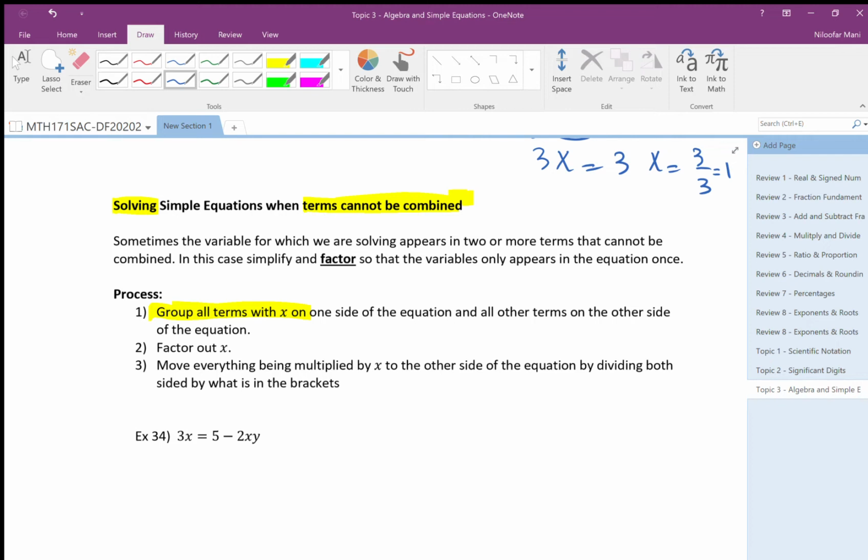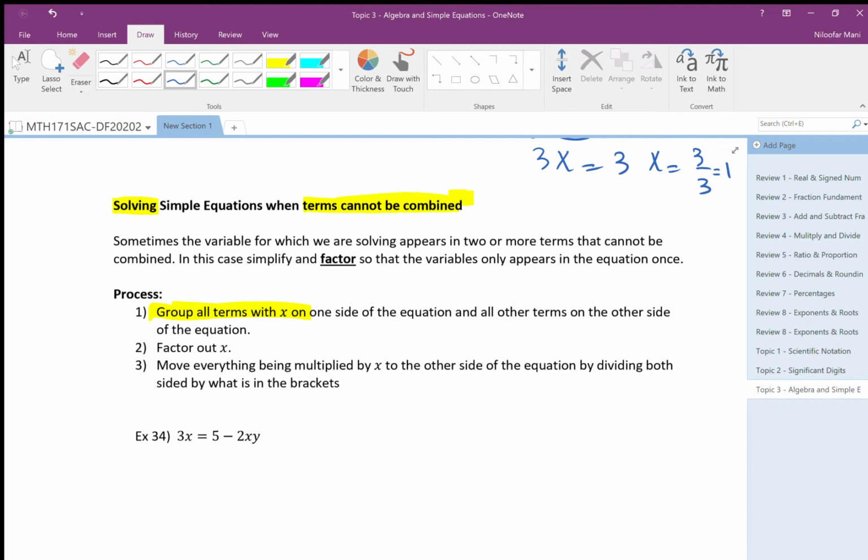I don't need to say you have to simplify both sides, because maybe for some questions you don't. I don't need to say least common denominator, because maybe yes, maybe no. But group them and have all the x's on one side and everything else on the other side is the main point. You have to do that. Okay, so that's the first step.